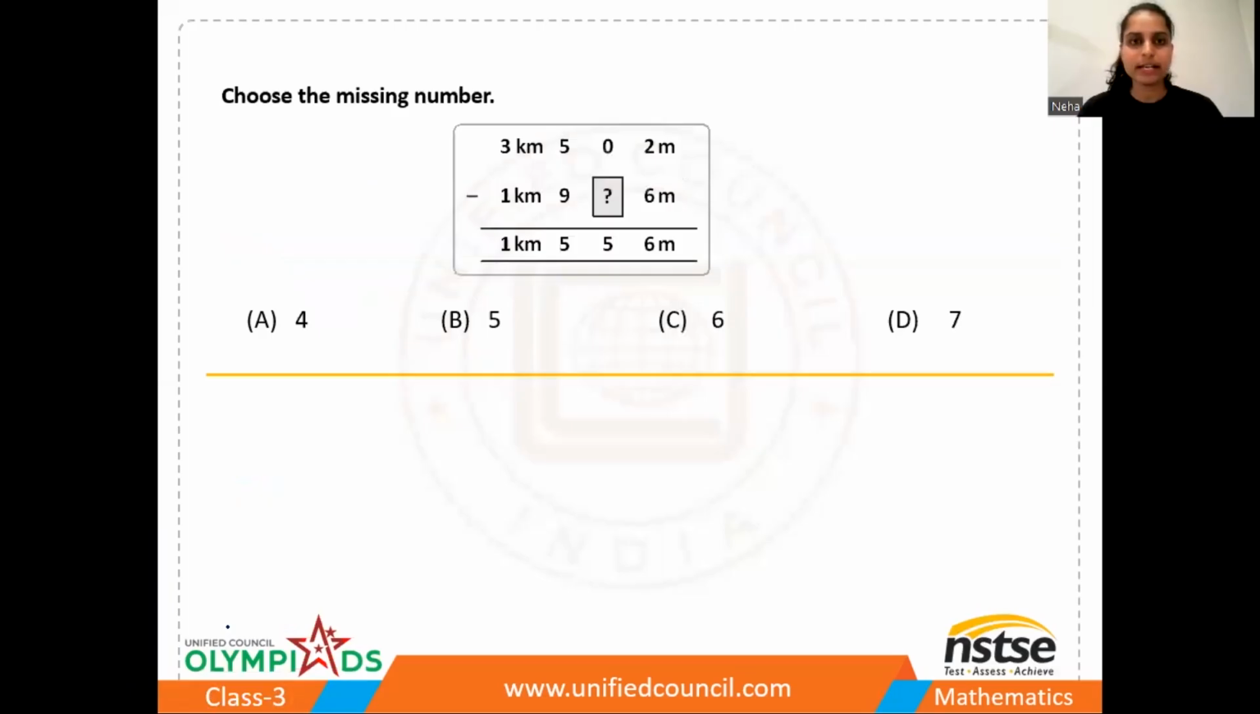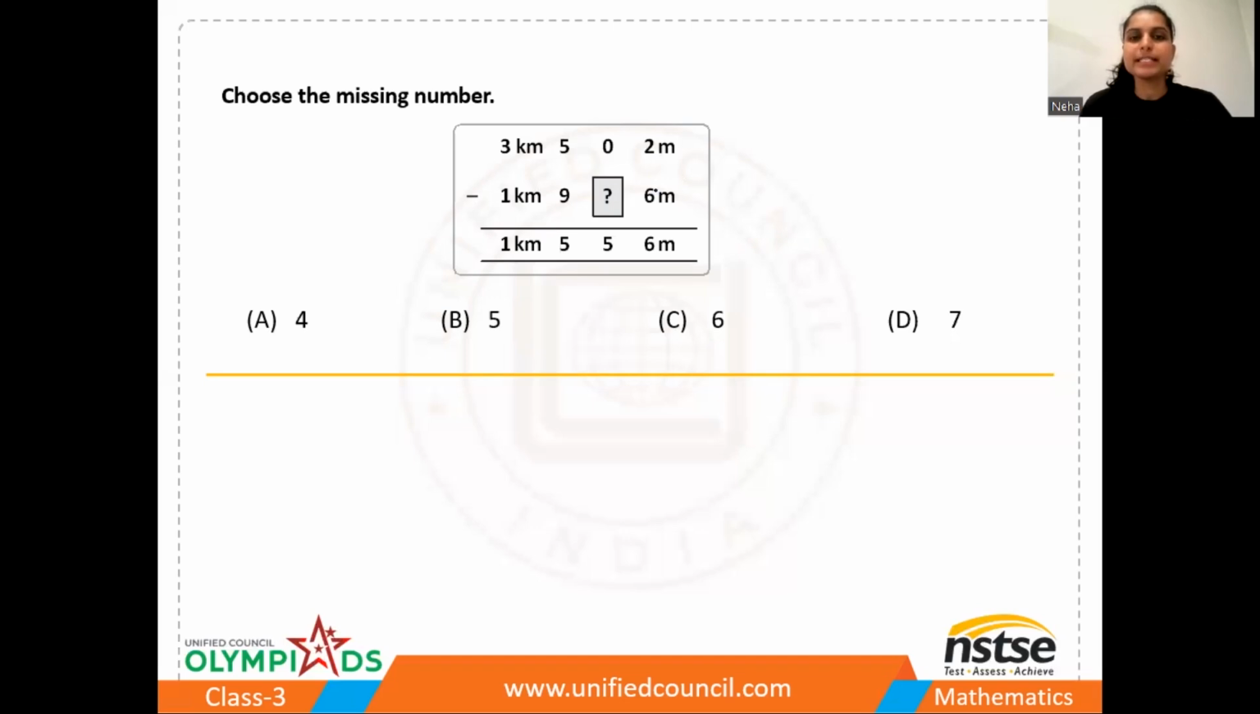Here is the next question. The next question says: choose the missing number. Some numbers are given: 3 kilometer 502 meters, minus 1 kilometer 9 question mark 6 meters. We have to find the number which comes in the place of the question mark. The rest of the things are given, only one digit is missing, so we can solve this.